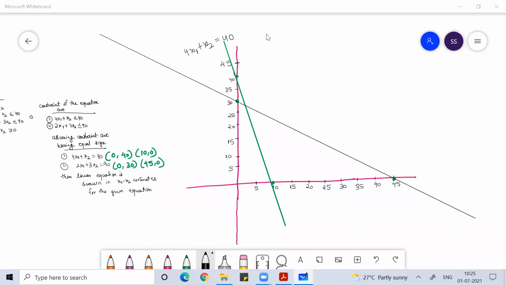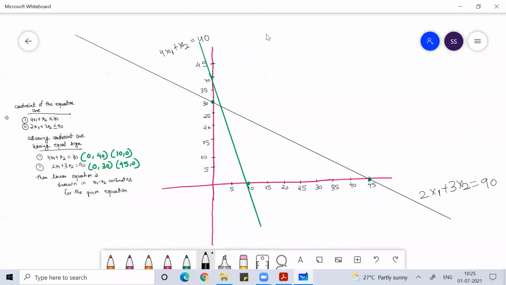So this is your second equation, second graph. 2x1 plus 3x2 is equal to 90. Clear, everyone? Anyone, any doubt?